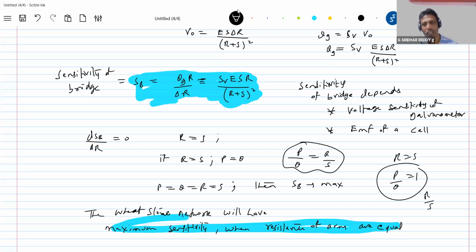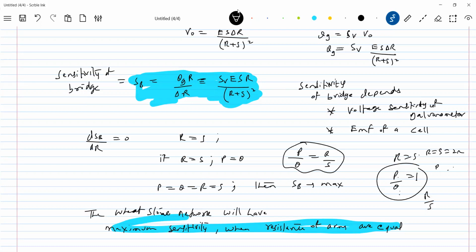My dear, look at this. When R equal to S, then P by Q should be equal to 1. So when I adjust the value of R as equal to 2 ohm, then P by Q also should be equal to 1, the ratio should be 1, no? Then the bridge will become more sensitive when this condition is satisfied.